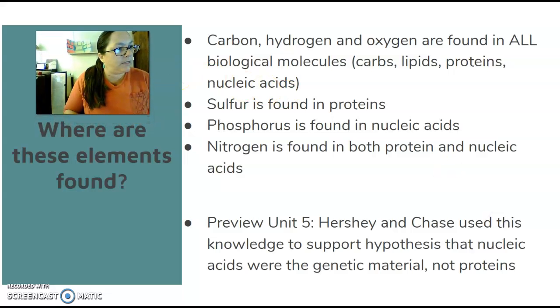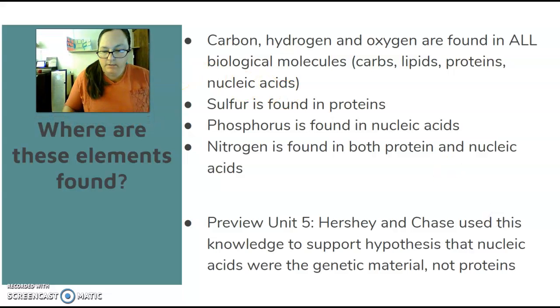All right, next. Where are these elements found? That's probably the most important thing to understand. So specifically, where are they found? 3 of them: carbon, hydrogen, and oxygen. CHO, carbon, hydrogen, and oxygen, are found in all biological molecules, in carbs, fats, proteins, and nucleic acids. All of those have carbon, hydrogen, and oxygen.